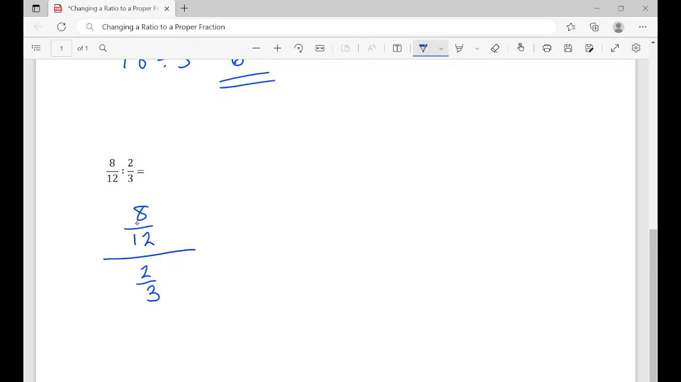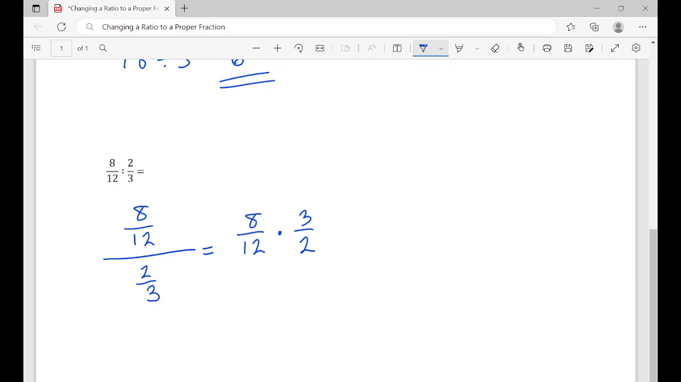So here we go, and we're going to try and simplify it down, but since we have a fraction divided by a fraction, we are going to keep the first, change it to multiplication, and flip the second. So keep, change, flip. So this is going to become 8/12, change it to multiplication, and then we're going to flip 2/3 to 3/2.